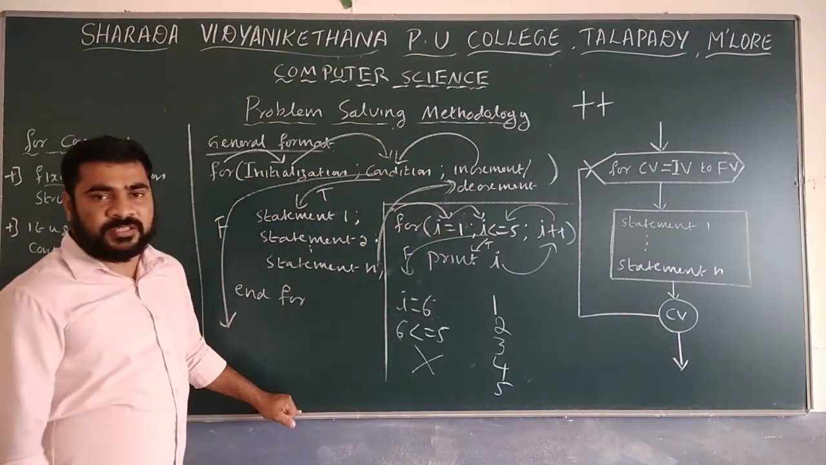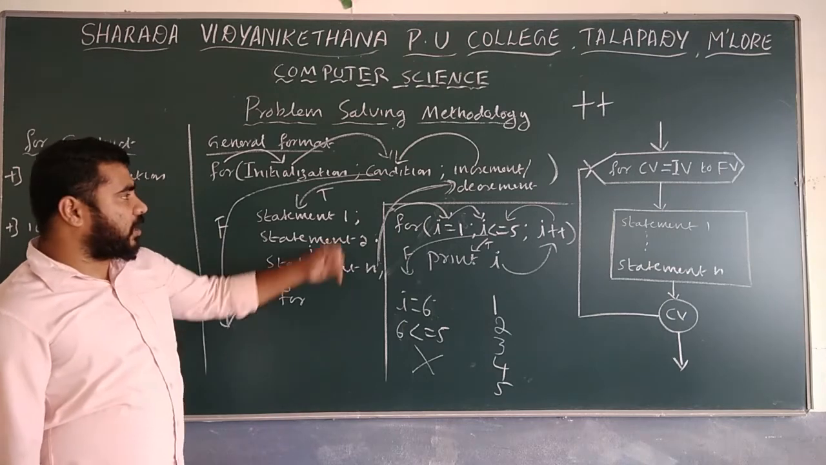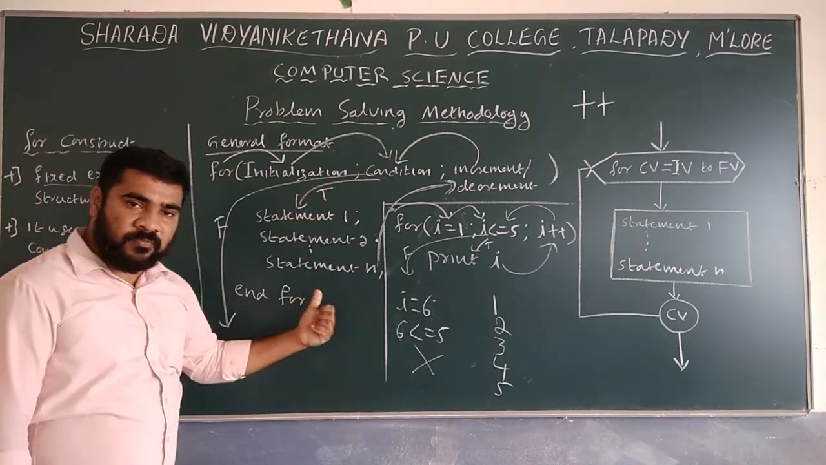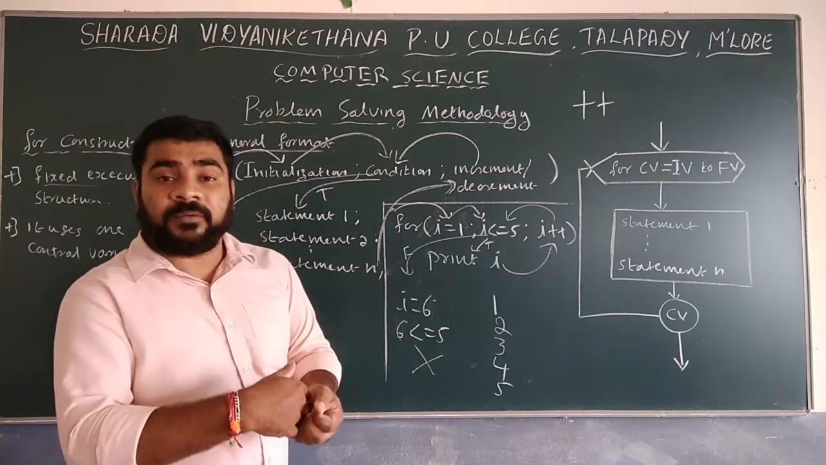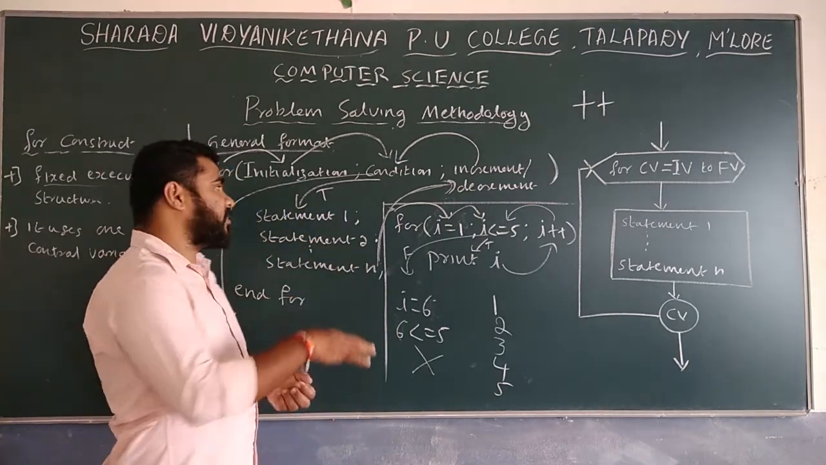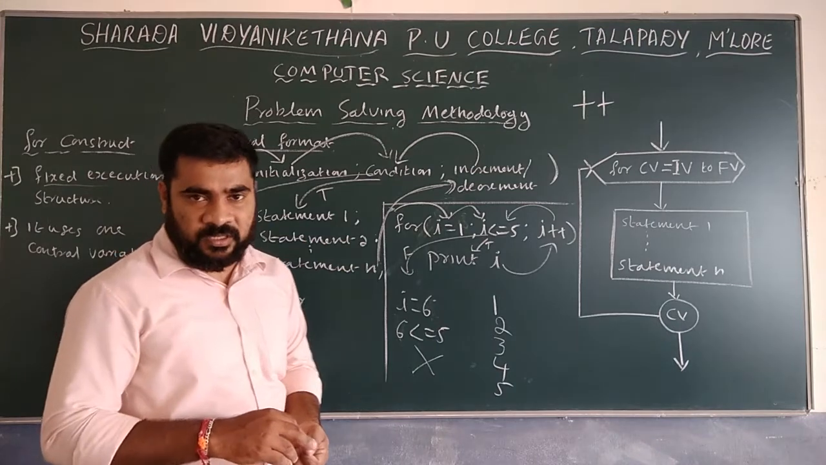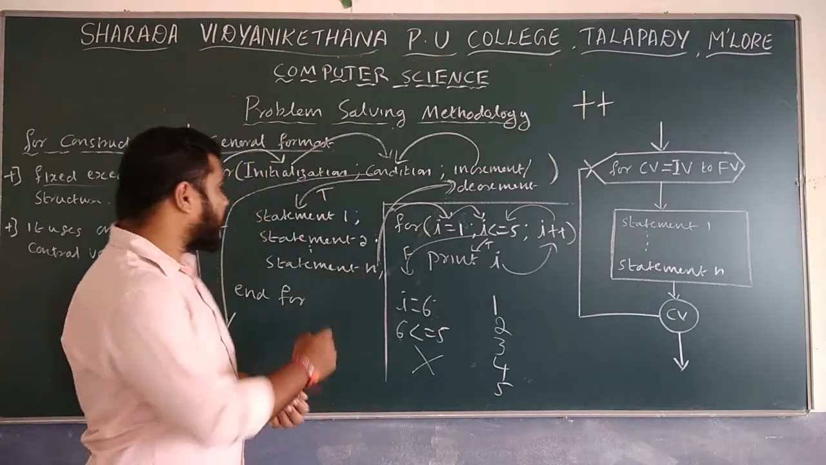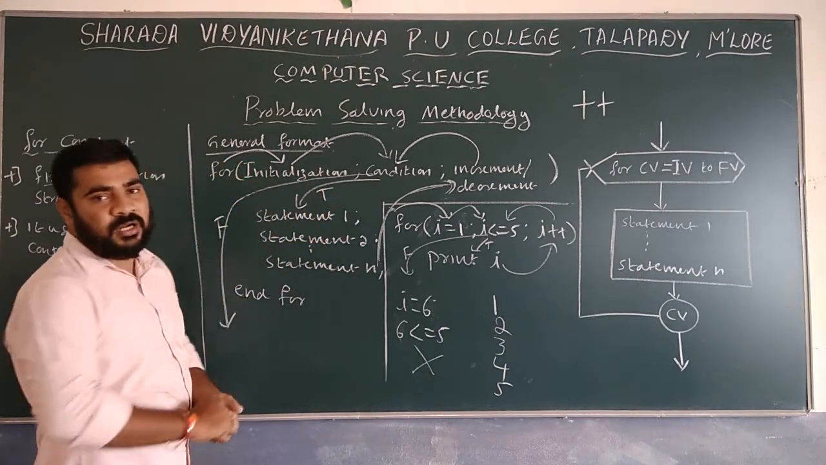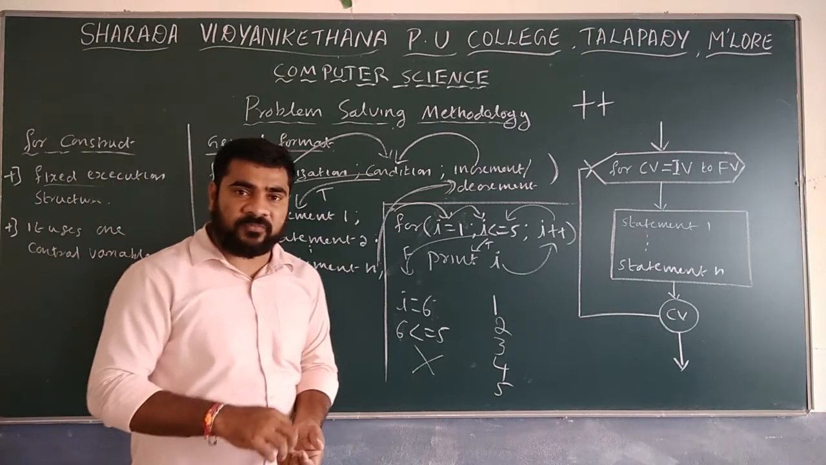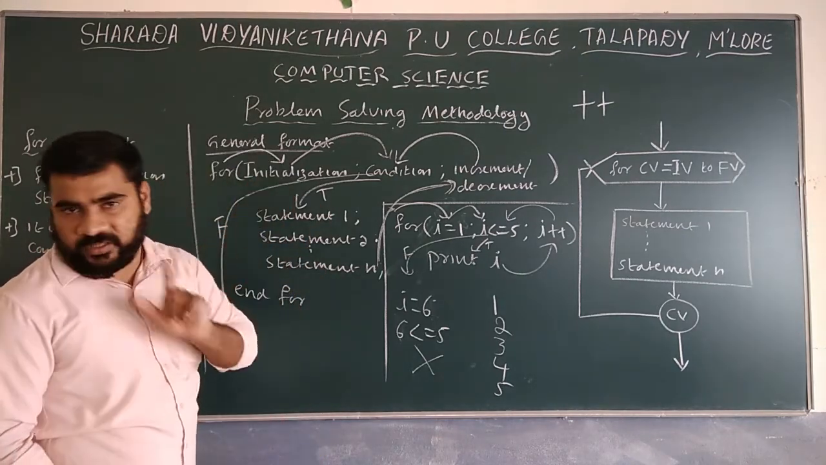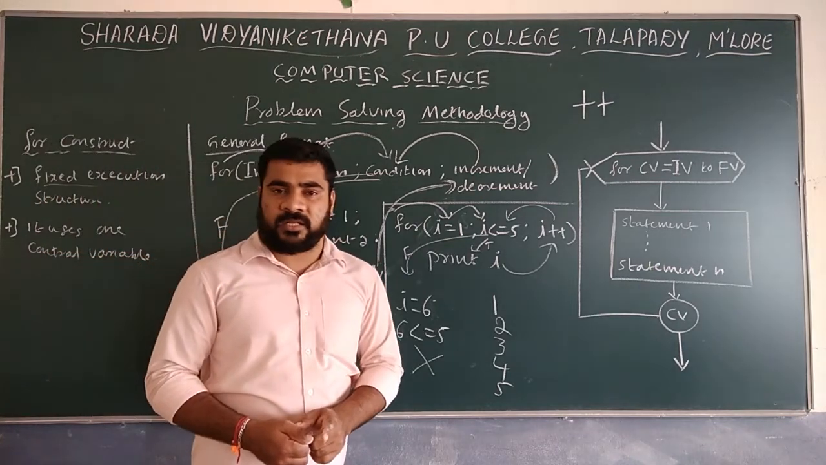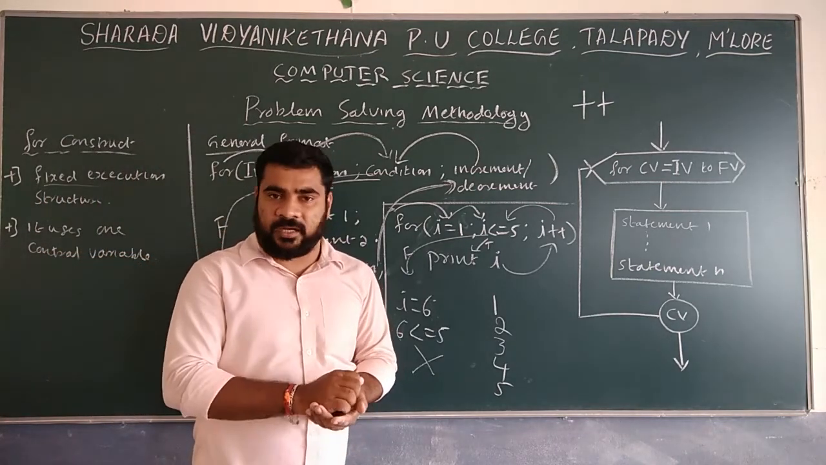Once again, we will check the condition. If the condition is true, once again the statements are going to execute, and this will be repeated until the condition becomes false. Whenever the condition is false, control moves out from the looping structure. Remember, initialization is done only once. Everything remaining will be repeated again and again.